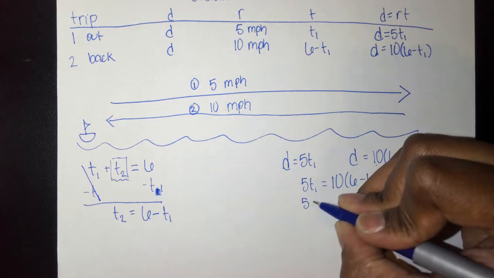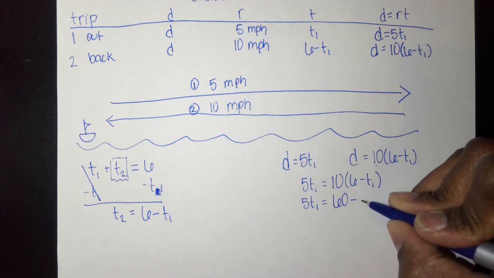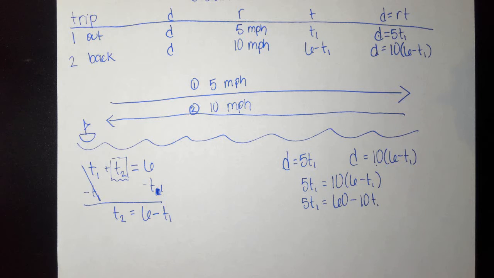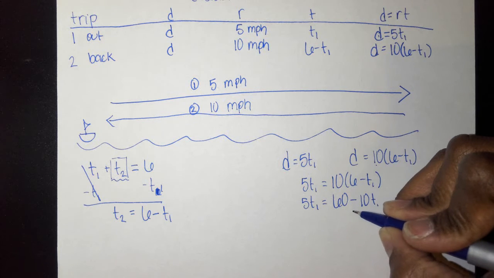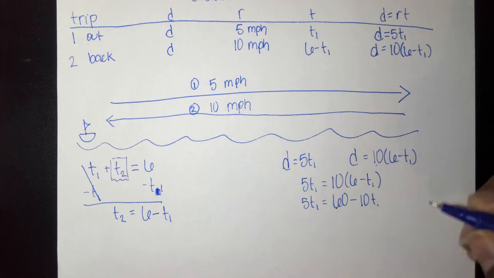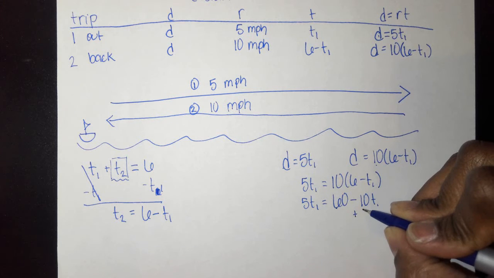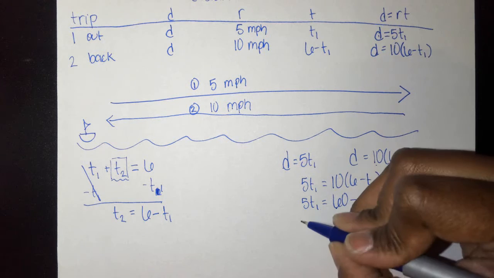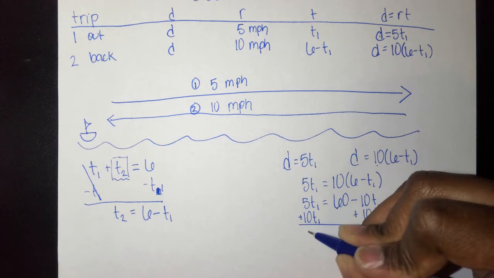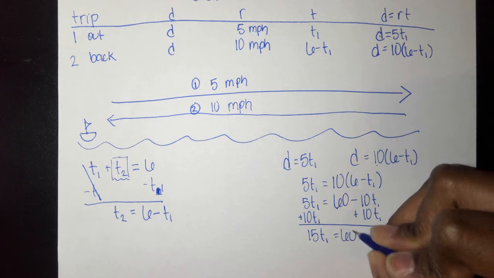So that again, I'm going to simplify. That's 5t1 is equal to 60 minus 10t1. I'm going to get my constants on one side and my variables on the other. So I'm going to get variables onto the left side, and to do that I'm going to add 10t1. If I do it on the right, I have to do it on the left, and I end up with 15t1 is equal to 60.